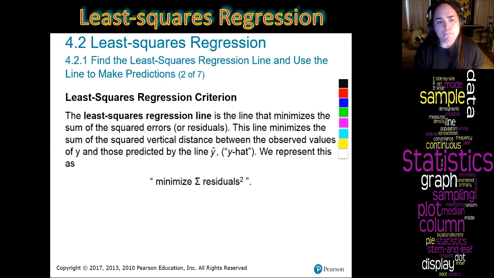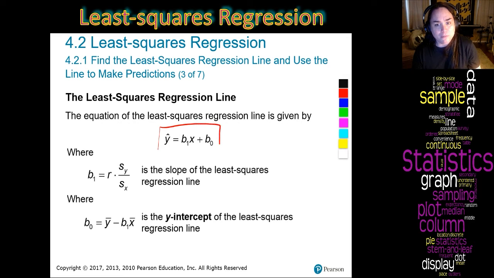All right. The least squares regression line is the line that minimizes the sum of squared errors or residuals. This line minimizes the sum of the squared vertical distance, not horizontal, not diagonal, but straight vertical, up and down to get onto that line, between the observed values of y, that's the values in the table, and those predicted by the line. And we call the line y hat. That's what we call the least squares regression line, y hat. So the easy way to remember that is just to minimize the sum of the squared residuals.